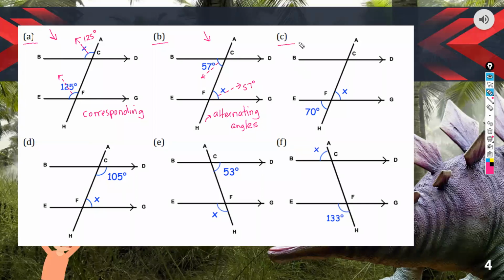C, draw C and send your answer afterwards on the chat. Do those three, C, D, and E. Draw and send your answers. Right?